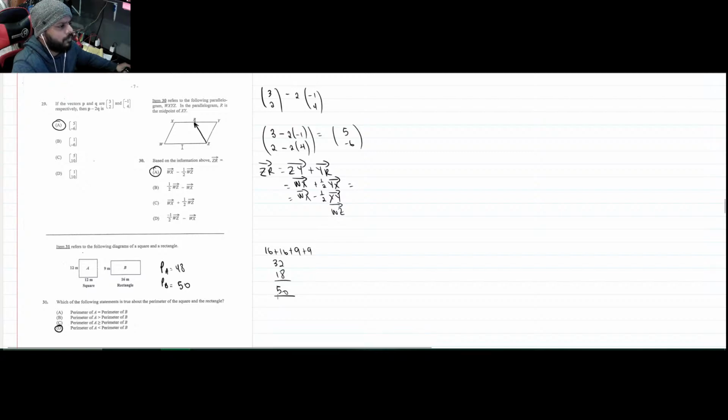No, your direction is important. The vector doesn't go so. The vector is going so for ZR. So it wouldn't be in the same direction.